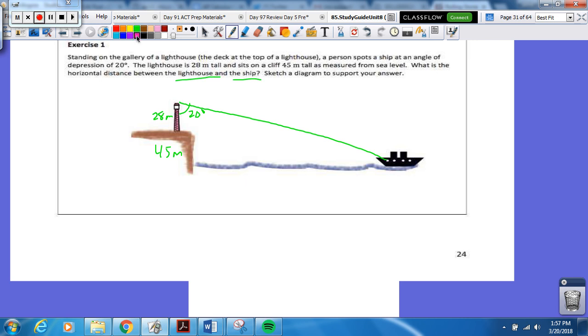So here's the lighthouse, and the ship right here. So this is what I'm trying to find. This right here, so this is X. Okay, so where am I at? Now if I'm going to peel this thing off, I have 45 plus 28 here, so 45 is the cliff plus 28 for the lighthouse. That would be 73. 73 meters right there, tall. That's what the guy's looking at. So we have 20 degrees here, and I'm looking for X.